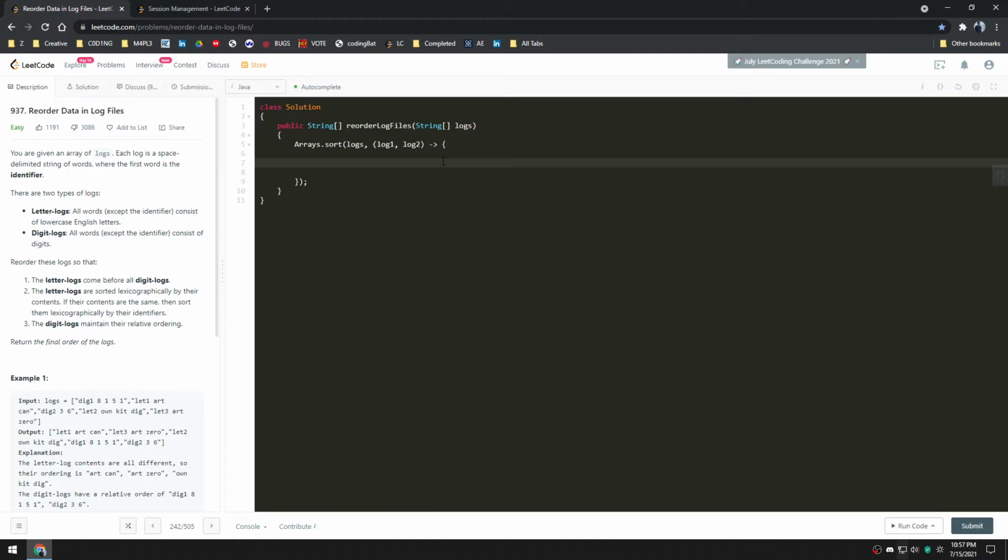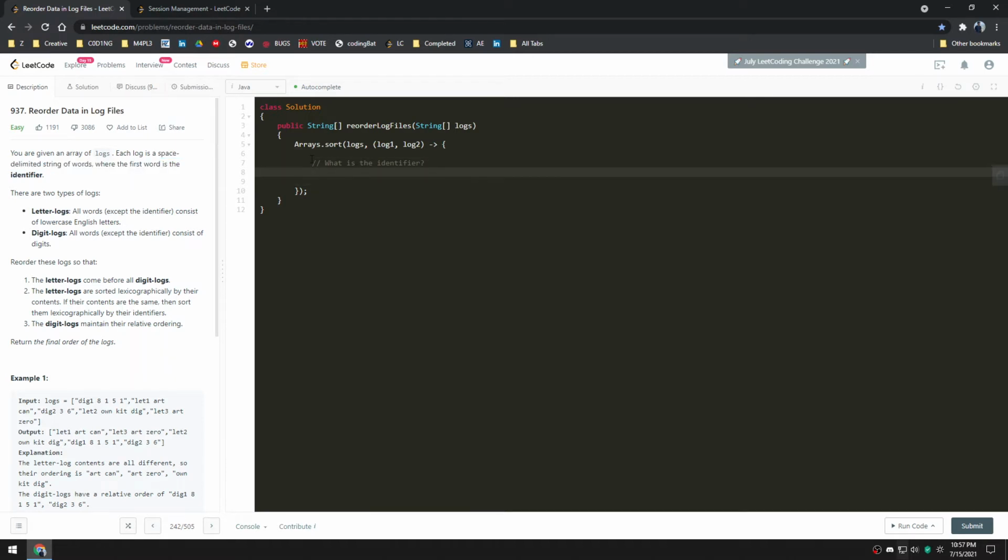So let's think about this now. We have two logs that we're comparing, and it'll continuously go through the rest of the logs. What we first want to do is establish what the identifier is, because that's what everything starts with. We can establish it by taking advantage of one of the mechanics of the logs, which is the space delimited piece.